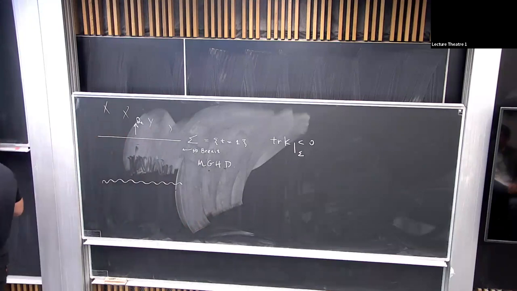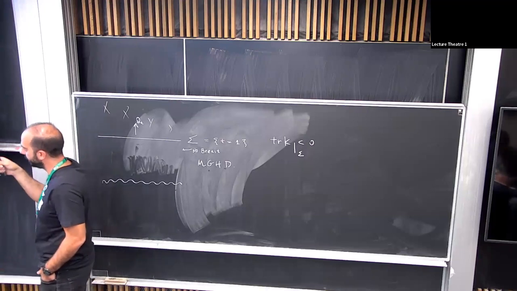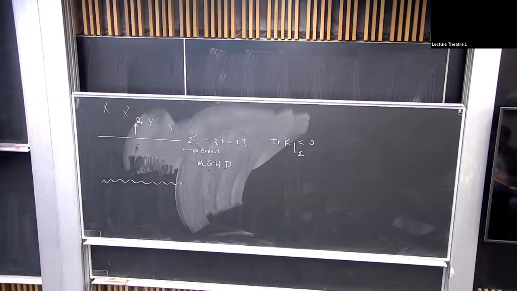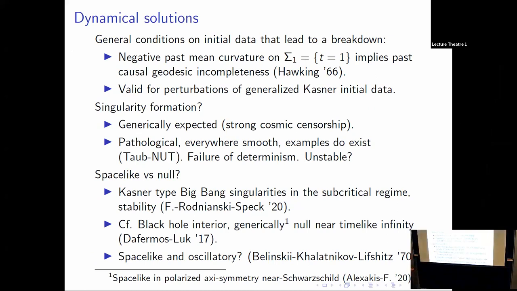And then the other question, once we accept this, is what's the character of the boundary? It can either be spacelike or null, or a combination of the two. As we saw in Michalis's talk, in the black hole interior, there is the great result by Michalis and Jonathan, which says that at least near timelike infinity, there should be a piece of the singularity which is null. However, in our situation, in the cosmological setting where we have Hawking's theorem, the expectation is that generically, at least, it will be spacelike.